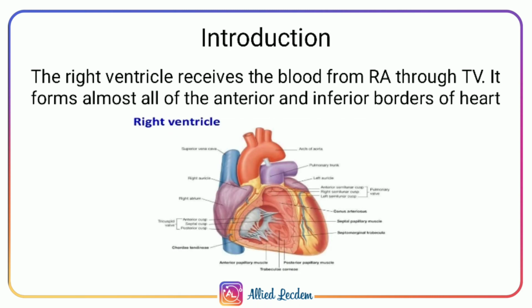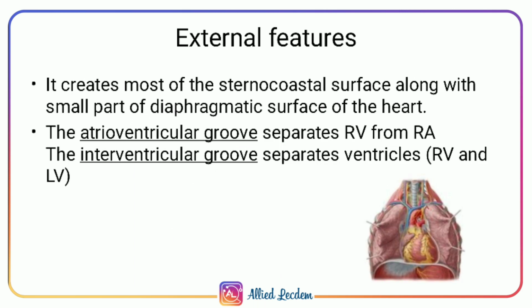Right ventricle. The right ventricle receives blood from the RA through the TV. It forms almost all of the anterior and inferior borders of the heart. External features: it creates most of the sternocostal surface along with a small part of the diaphragmatic surface of the heart. The atrioventricular groove separates the RV from the RA, and the interventricular groove separates the ventricles, that is RV and LV. You can see over here in the picture that the diaphragmatic surface of the heart comprises the RV.